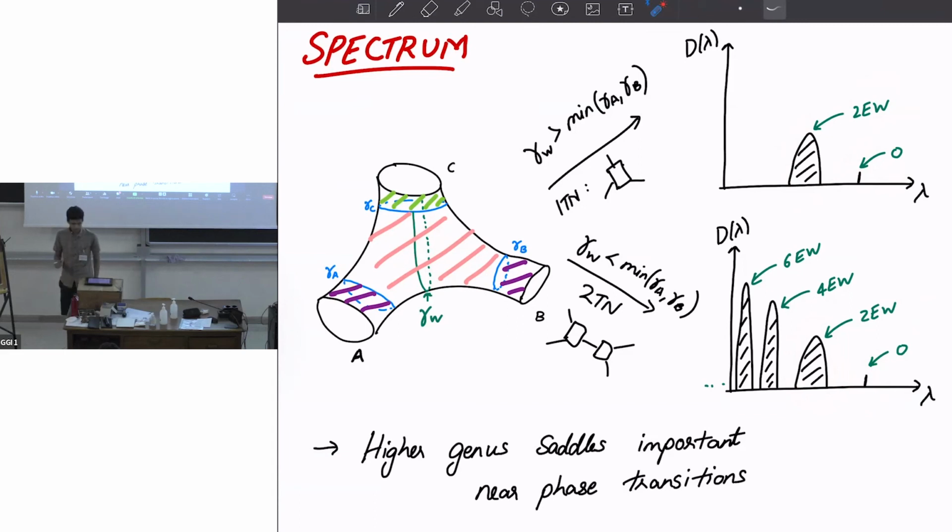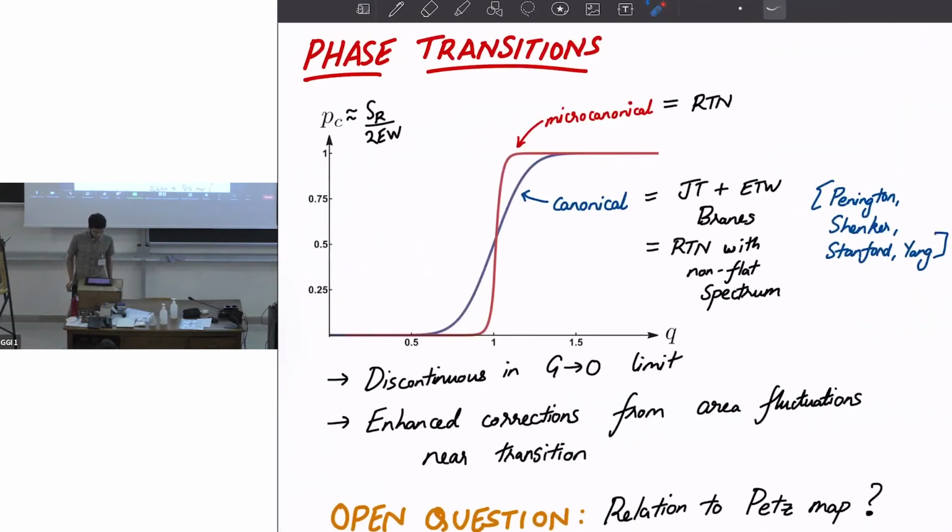As we saw before, when we are away from phase transitions, the answer is twice the cross section, and these other higher genus saddles only really become important near the phase transition, but you can resolve the phase transition using that. So when you look at the phase transition, you see that in the microcanonical ensemble, which is what the random tensor network really computes, there's a sharp transition which you can resolve using some resummation.